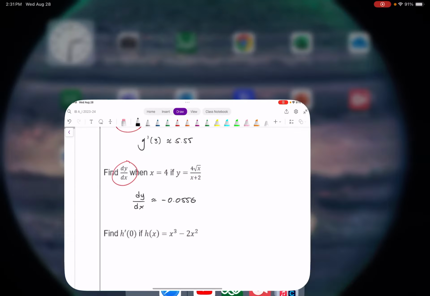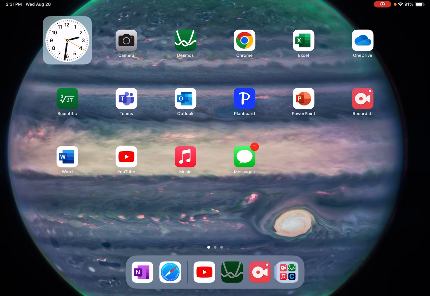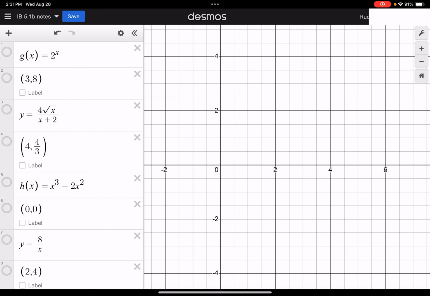And next, what is h prime of x? H prime of 0, the derivative at 0 for x cubed minus 2x squared. And if you do that, you should get a derivative of exactly 0, or really, really close to 0, depending on how well it's approximating it. And if I look at the graph for this, I can actually see this quite nicely from the graph.